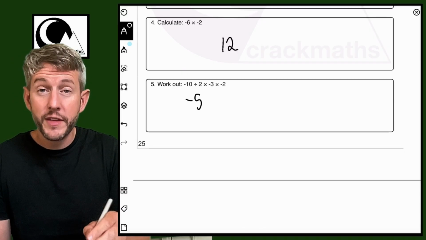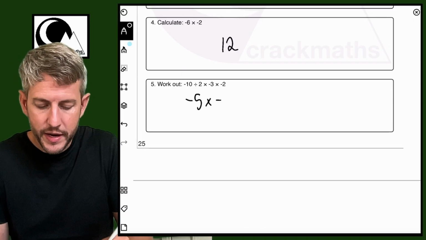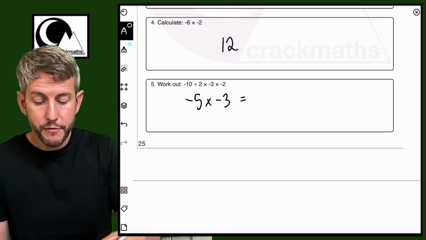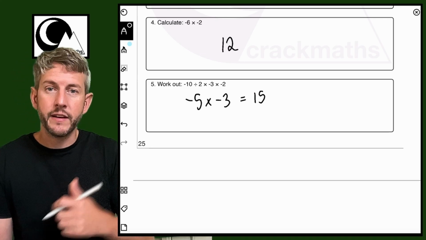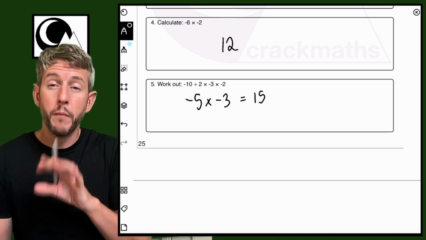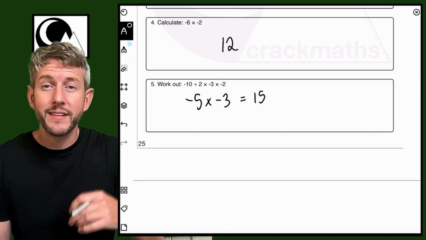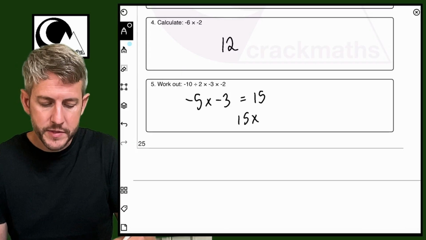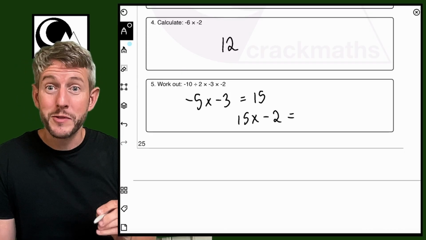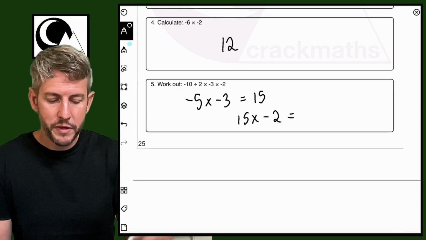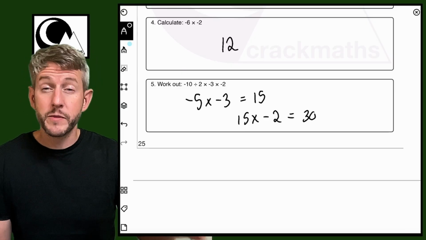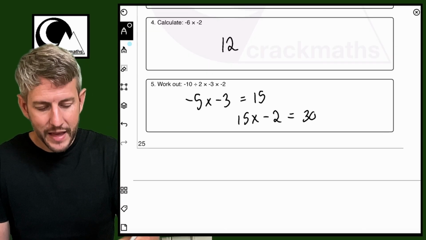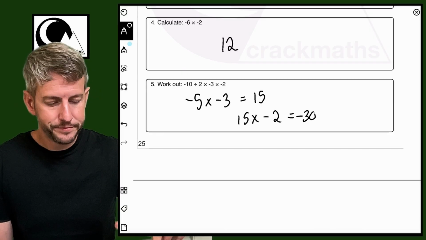So now we've done the divide by 2. We've got negative 5 times the negative 3. Okay, right, so negative 5 times negative 3 is going to be 15, because remember, if we have two negatives multiplied or divided by each other, they cancel each other out. So that's just going to be 15. And then lastly, we've got this 15 times the negative 2. This is similar to what we saw before. So 15 times 2 would be 30. But this isn't 15 times 2, this is 15 times negative 2, so it's got to have a different answer. So 15 times negative 2 has to be negative 30.